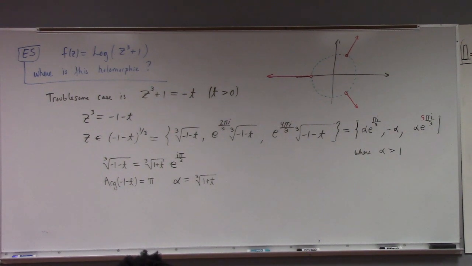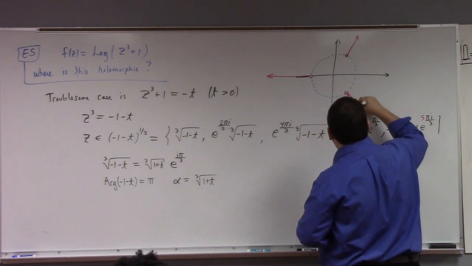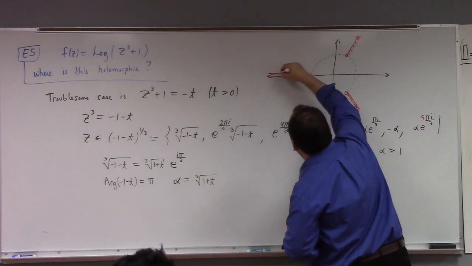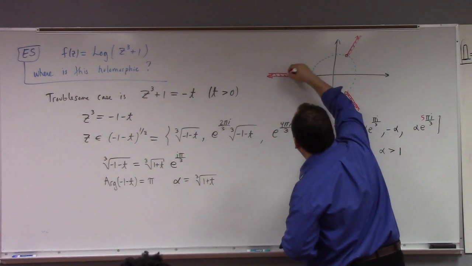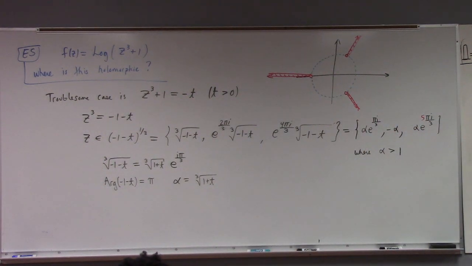So what I've just shown you are the trouble spots, right? Where is this function that we're looking at holomorphic? The answer is everywhere in the complex plane except for those 3 rays.